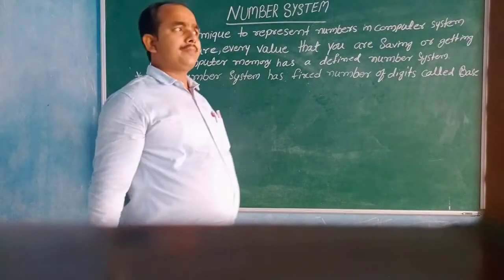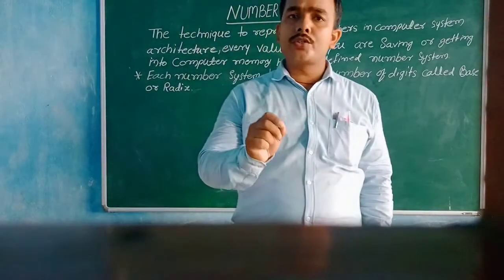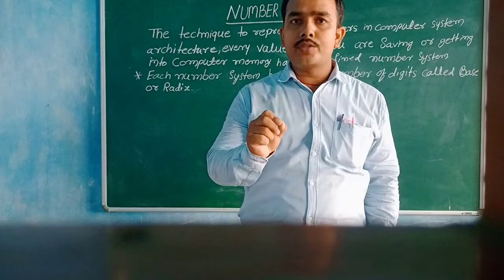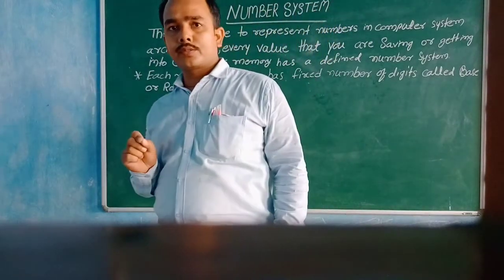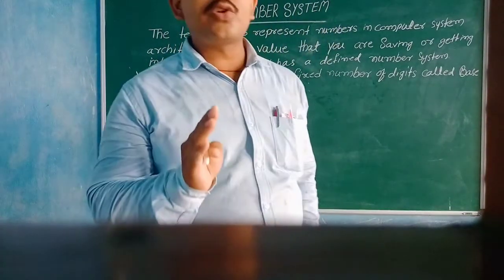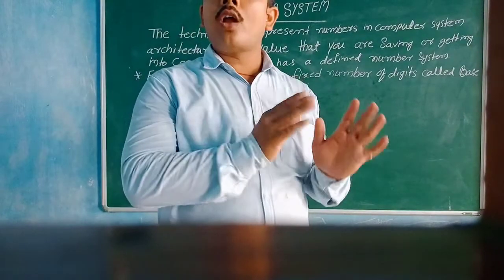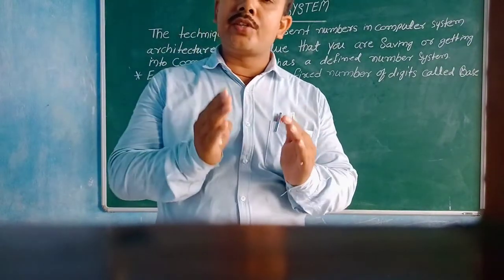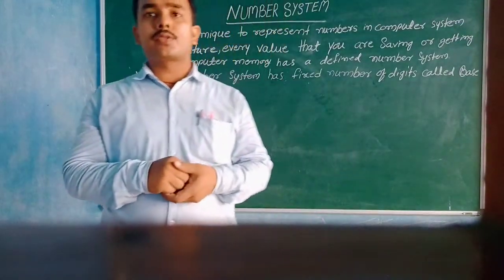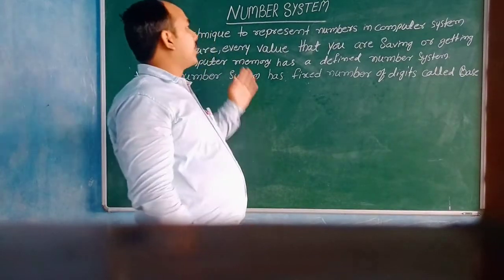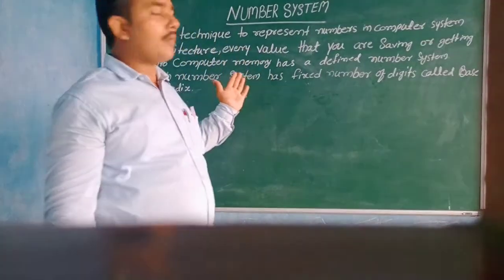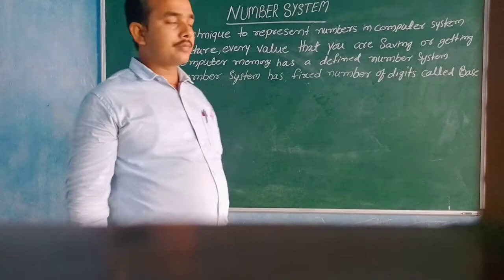We already know computer always takes zeros and ones. So it does not take alphabetical letters directly. Each and everything is converted into zero and one forms. So in this number system we will discuss how to convert.